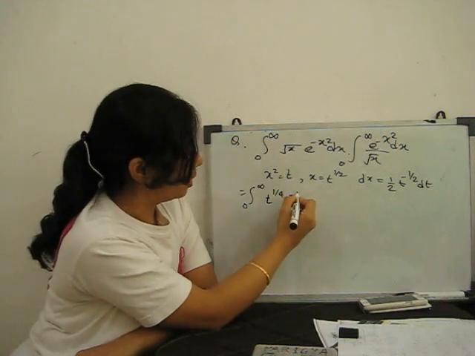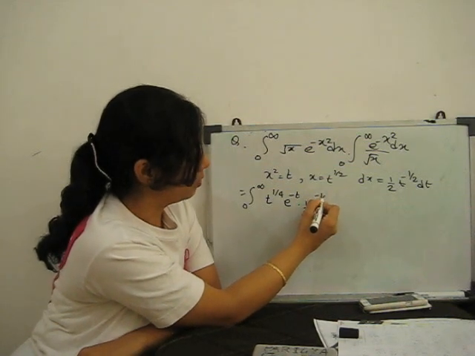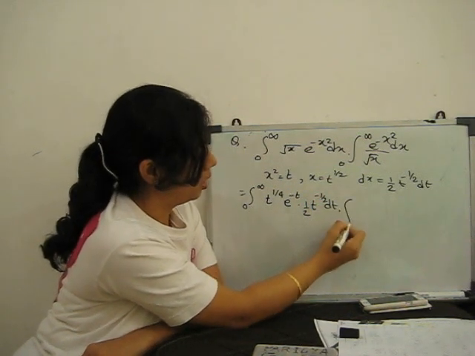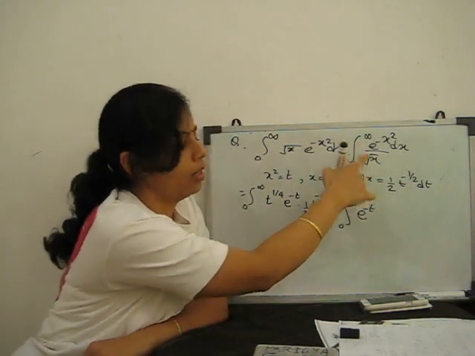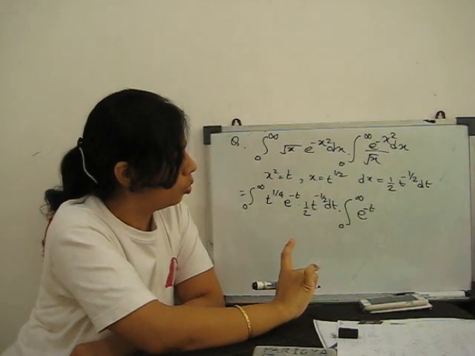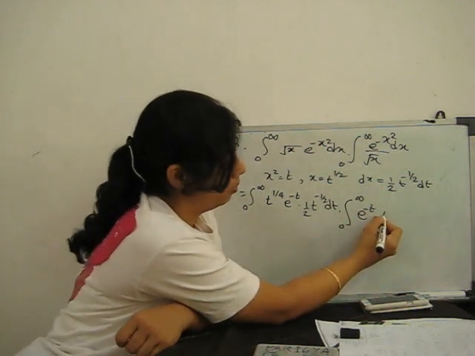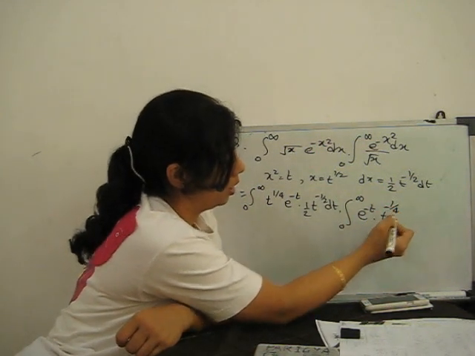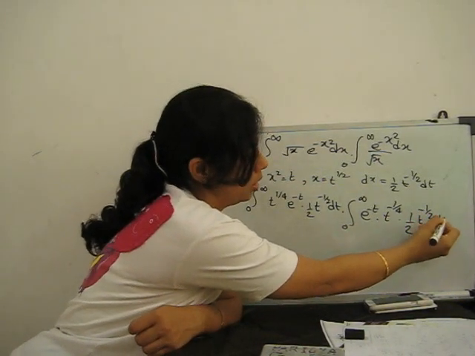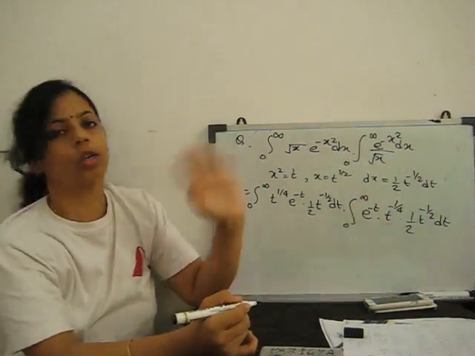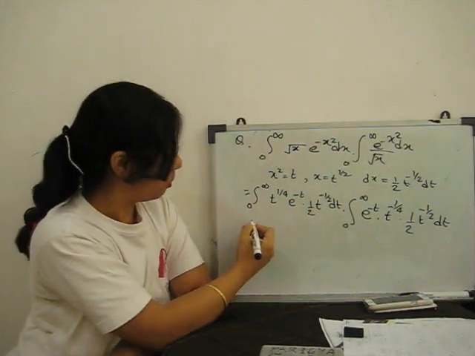Very good, t to the power 1 by 4, e to the power minus t, and dx is 1 by 2 t to the power minus 1 by 2 dt. Similarly, in the second integral, e to the power minus t, x to the power minus 1 by 2 gives t to the power minus 1 by 4 into 1 by 2 t to the power minus 1 by 2 dt. Replace x in your integral in terms of t. When we substitute, just simplify.